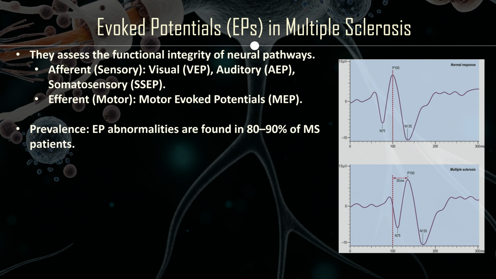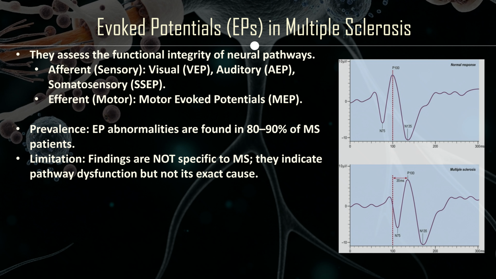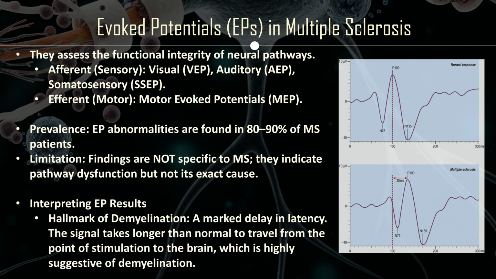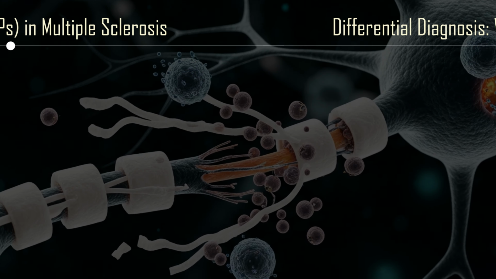EP abnormalities are quite prevalent, found in 80 to 90% of MS patients. However, a critical limitation of EPs is that their findings are not specific to MS. While they clearly indicate pathway dysfunction, they cannot pinpoint the exact cause. When interpreting EP results, the hallmark of demyelination, which is central to MS, is a marked delay in latency. This means the electrical signal takes significantly longer than normal to travel from the point of stimulation to the brain, strongly suggesting demyelination along that pathway.